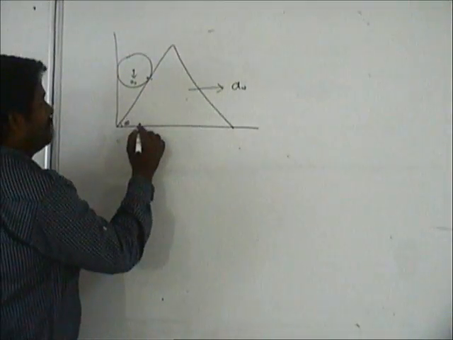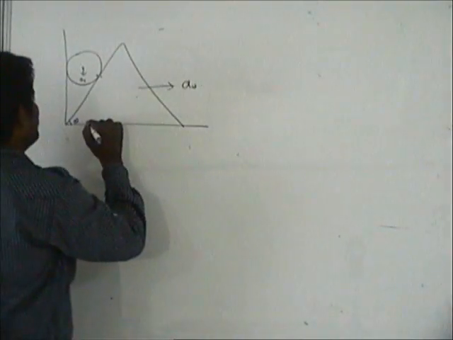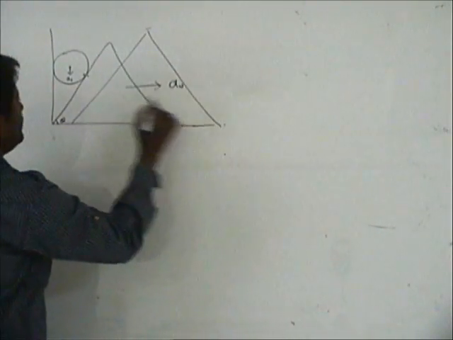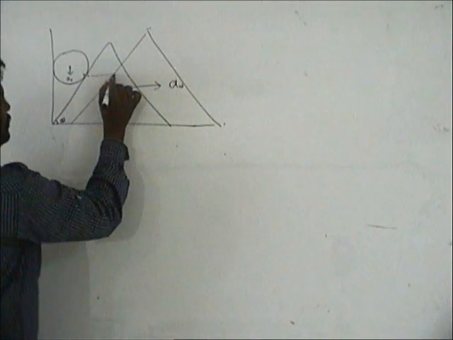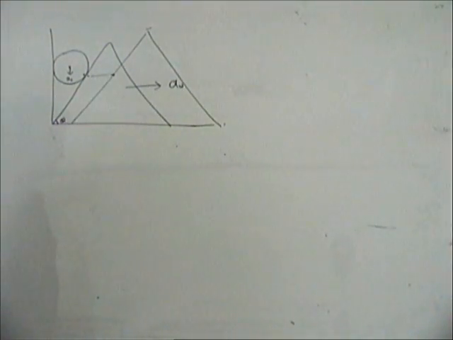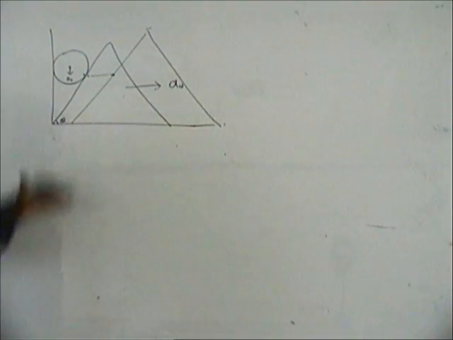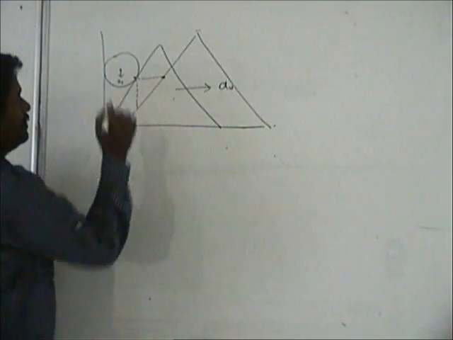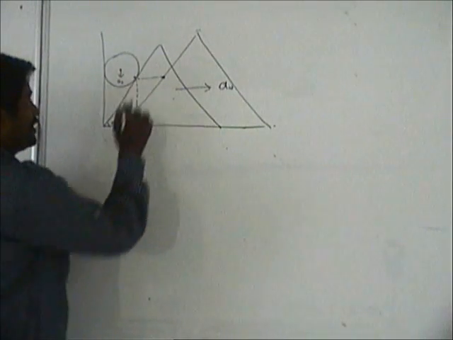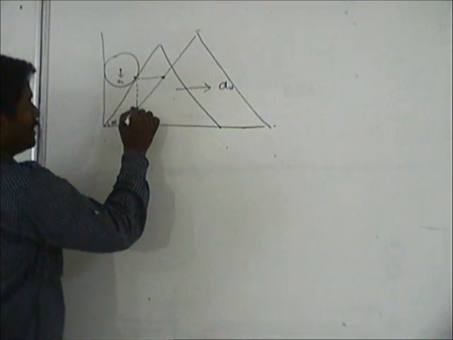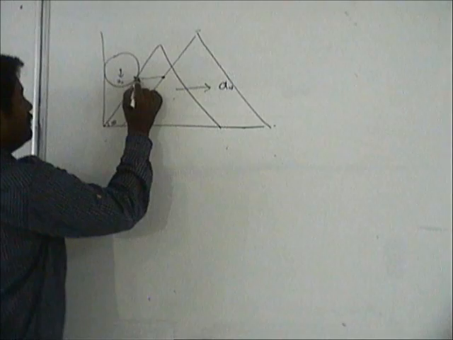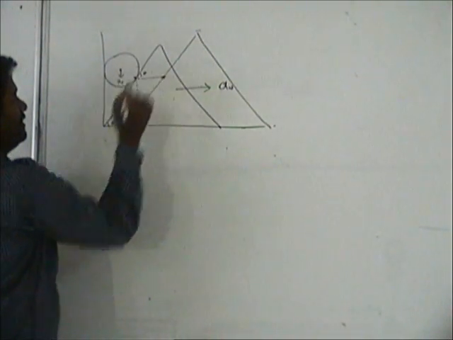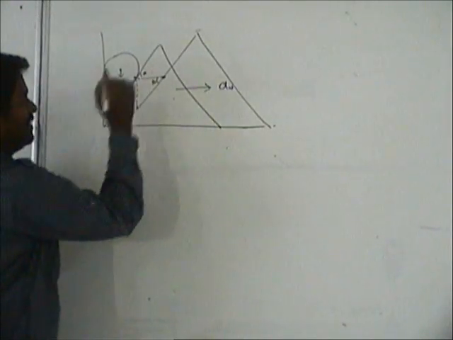After some time, how does the diagram look? The wedge moves away. The point of contact definitely should go horizontally. It cannot move downward. And this point on the sphere should move down, because this point comes down in contact with here. This point on the wedge moves forward. This is theta, and this will be theta.